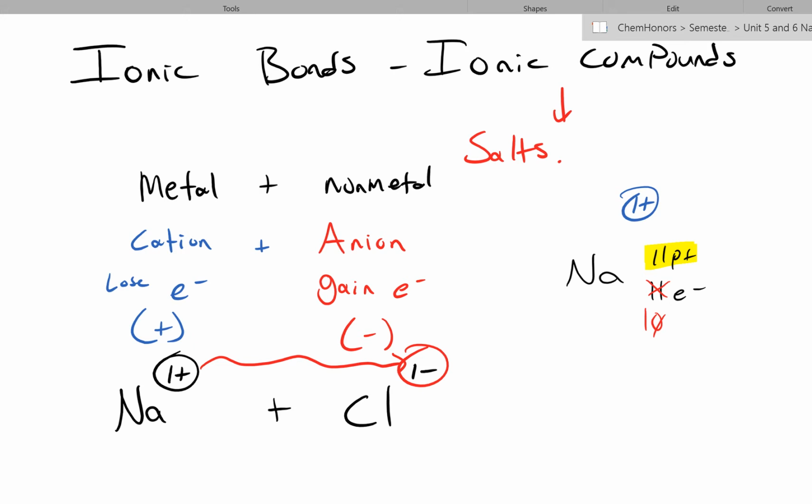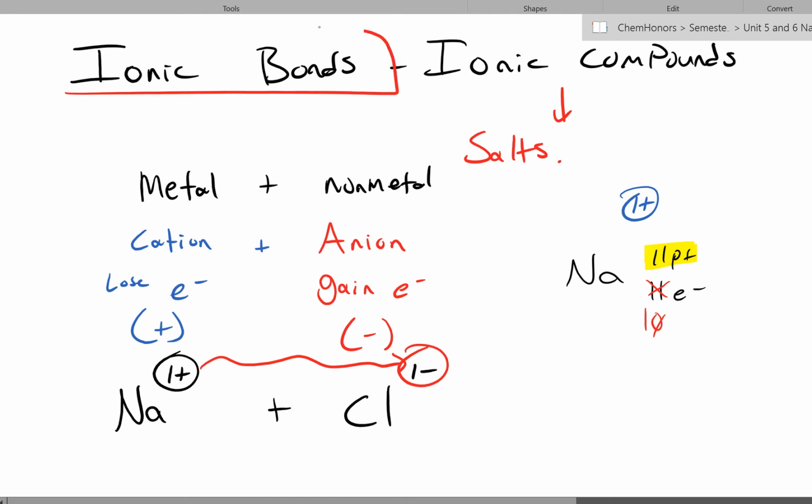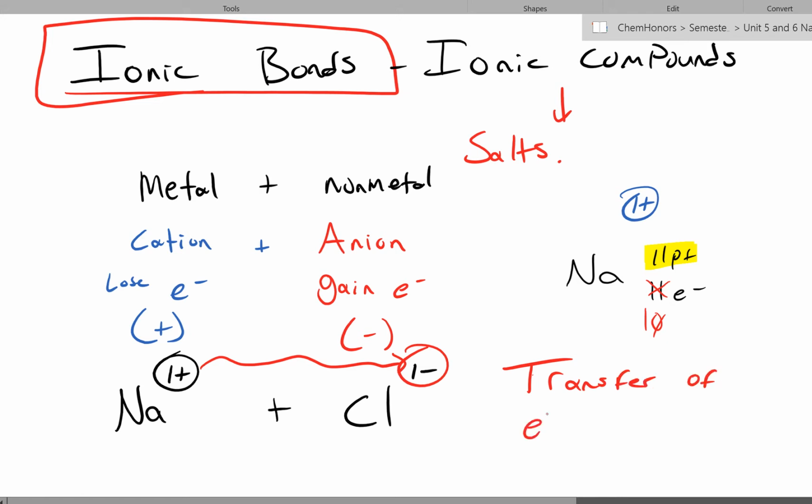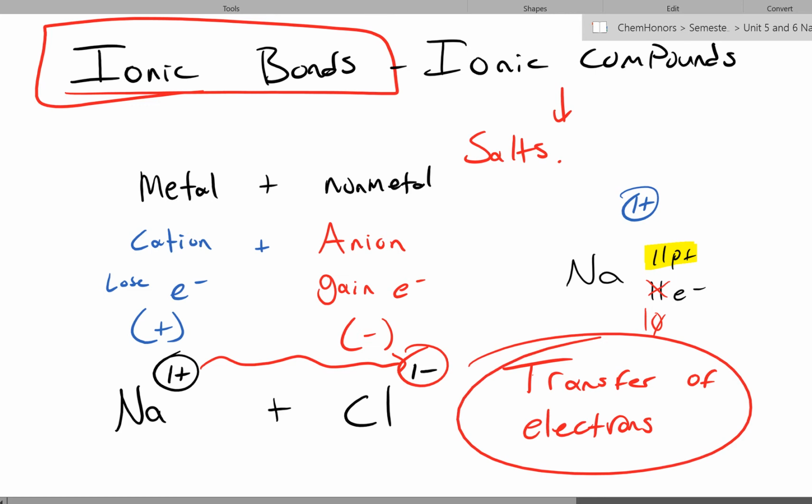And that last term there is super important, because ionic bonds involve the transfer of electrons. And that's really what sets them apart from covalent bonds, because electrons are transferred between the atoms.